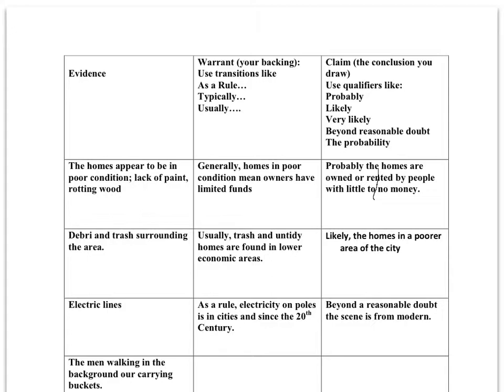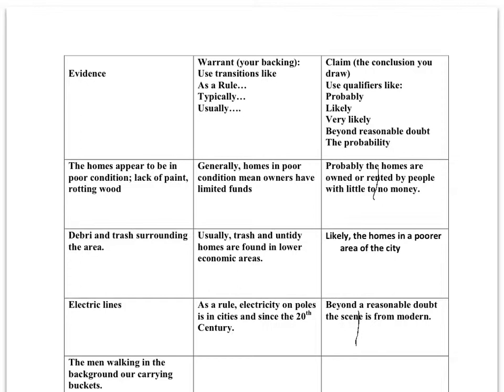Another example or an evidence would be debris and trash surrounding the area. The warrant, usually trash and untidy homes are found in low economic areas. And the claim would be likely the homes are in a poor area of the city. We also talked about the electric lines. A warrant could be, as a rule, electricity on poles is in cities and since the 20th century, and the claim, beyond a reasonable doubt, the scene is from modern or current times. And we can't see the next line, but it also talks about the men in their helmets or working.